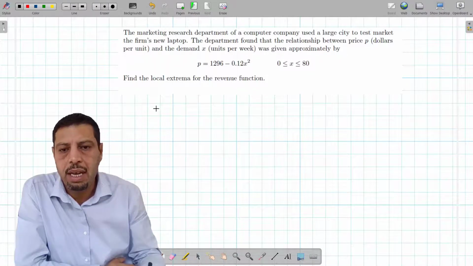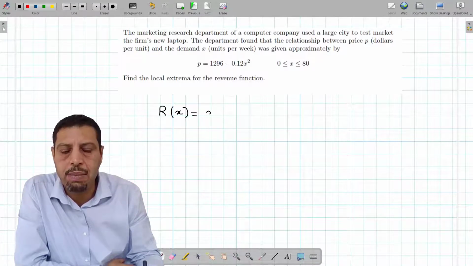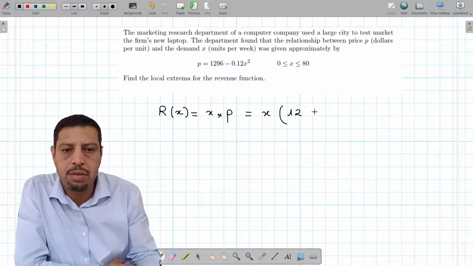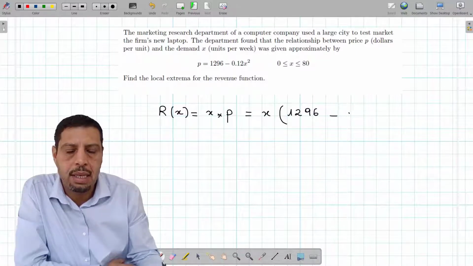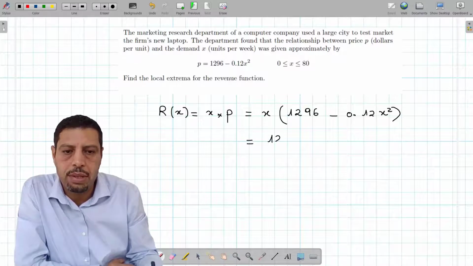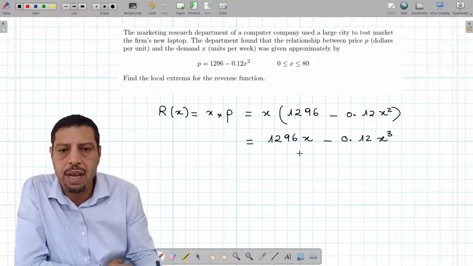So first of all, let's compute the revenue function. R of X is equal to X times P, the quantity times the price, okay? So it's equal to X times 1,296 minus 0.12 X squared, which is equal to 1,296X minus 0.12 X cubed. So this is the revenue function, R of X.